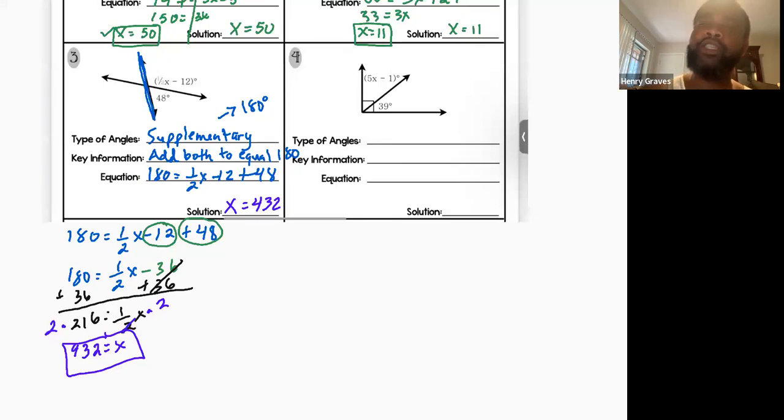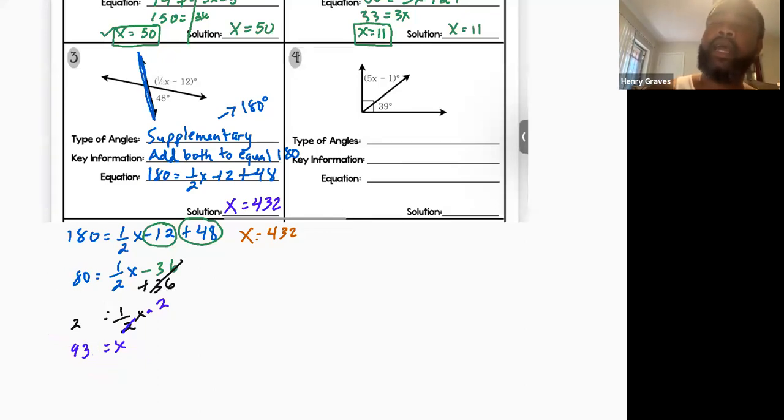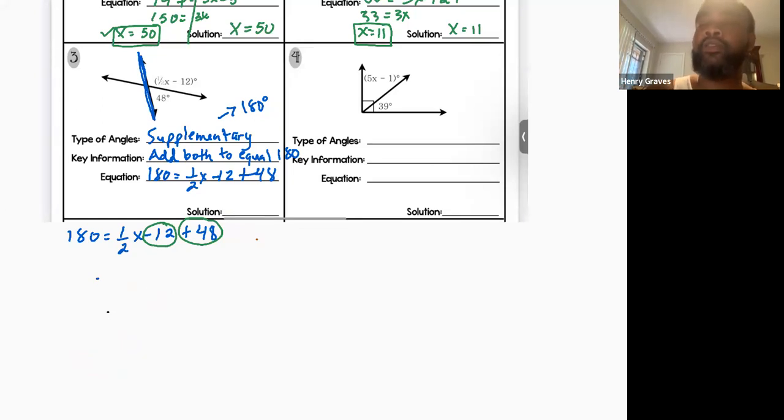So let me actually check my work. I want to check my work on this because I don't think I did this right. So if x is equal to 432, let's see something. I don't think that's right. 48. Oh my god, this is ridiculous. So you know the mistake I made, like a moron. I did not combine like terms properly. This should be plus 36. That's why I was like, that does not look right. That's 1/2 x.